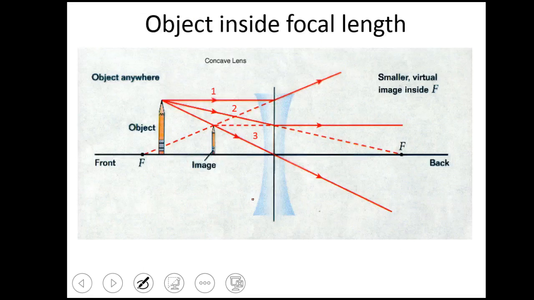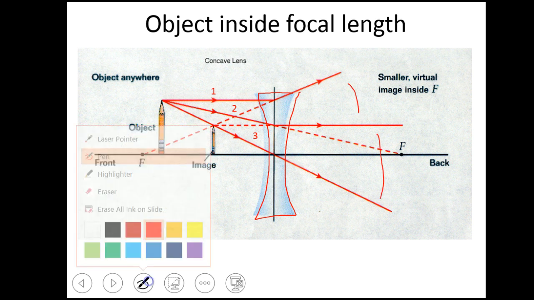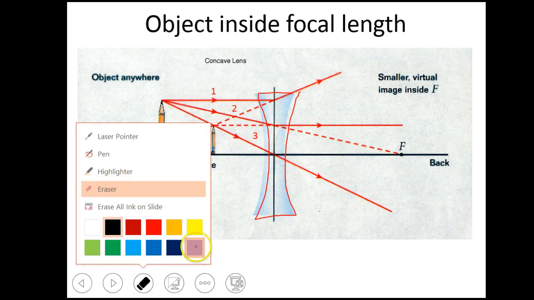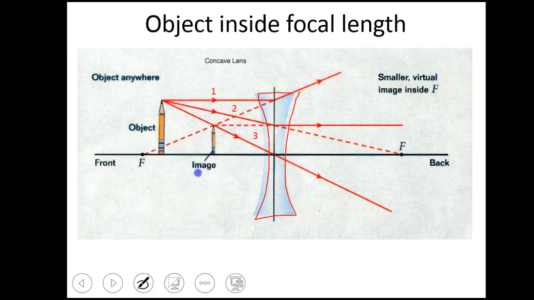Same thing. This is another diverging lens. So we've got a diverging lens because those edges are spreading apart, or because they separate the rays out here. And this time, we're going to be considering an object that is inside the focal length. So again, that actual object is between the focal point and the lens.